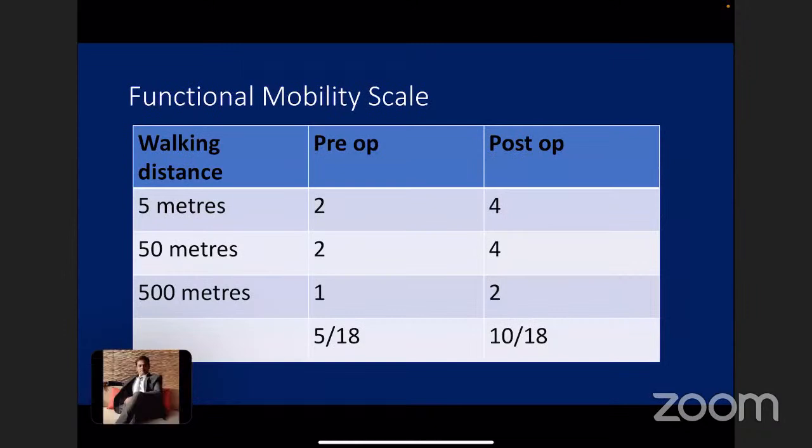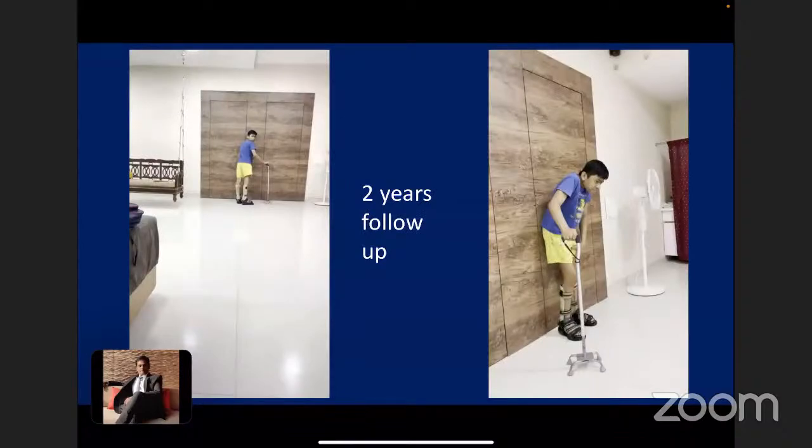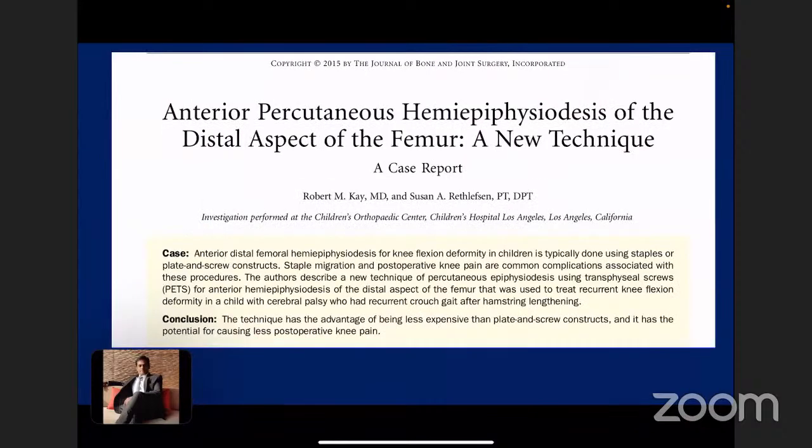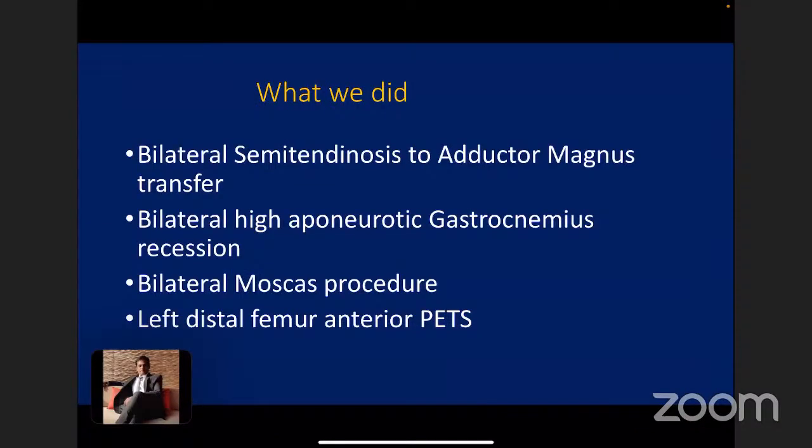Can you just repeat the first half of it? I missed it. The first half of the treatment, what was done? So we have done a bilateral semitendinosus to adductor magnus transfer, high TA release, Moscas for the planovalgoid feet, and then for the residual FFD in the knee, we have done a PETS procedure.